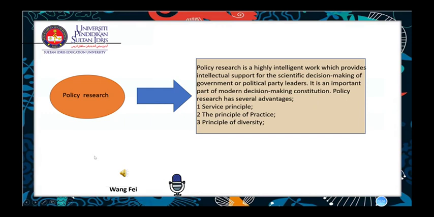Policy research. Policy research is a highly intelligent work which provides intellectual support for the scientific decision-making of government or political party leaders. It's an important part of the modern decision-making system. Policy research has several advantages. 1. Service principle. 2. The principle of practice. 3. Principle of diversity.